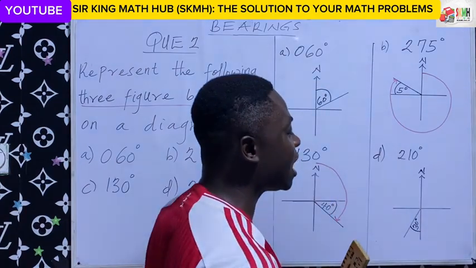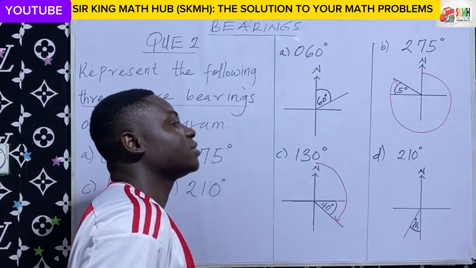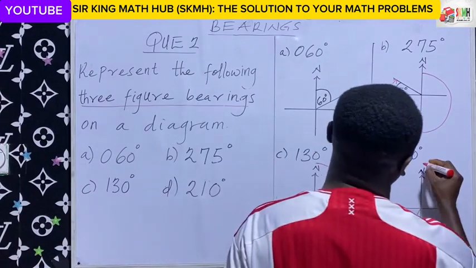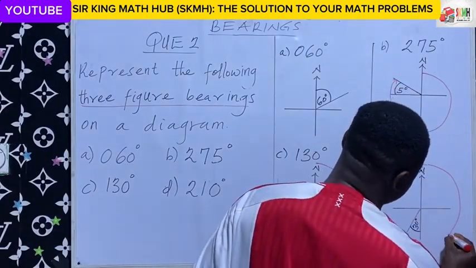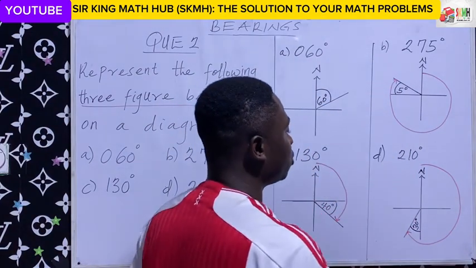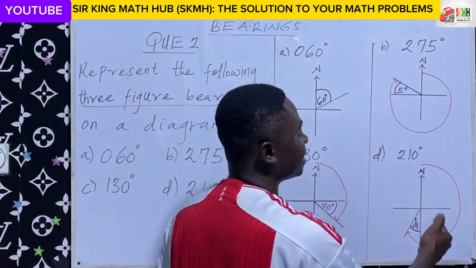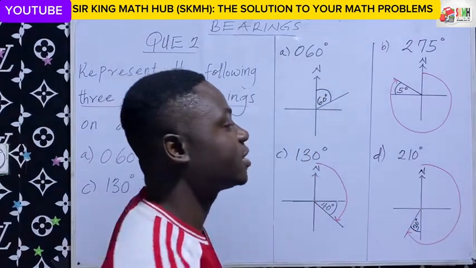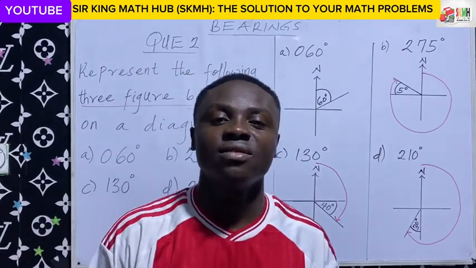So how do I read the whole of this angle? Again, we said that for the 3-figure bearing, angles are read from the geographical north in the clockwise direction. So that is what we have done. So the total of this bearing here is 90 degrees plus 90 degrees plus the 30 degrees, and that should give us 210 degrees.